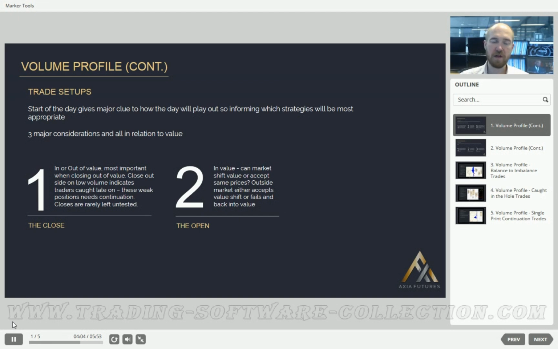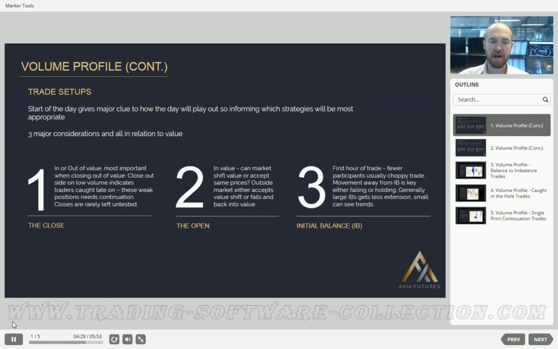If you get a move, say we open low, move up to value, and then move back away, the market is showing you that it does want to go lower. It's not willing to accept value higher. It has tested it and it's found more sellers. So that's what it's showing you if we get an open lower out of value. And the same the other way, if we move lower and then can't continue, again, you're likely to get a move back towards value.